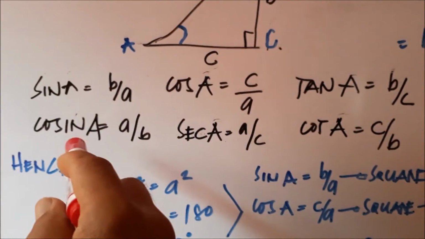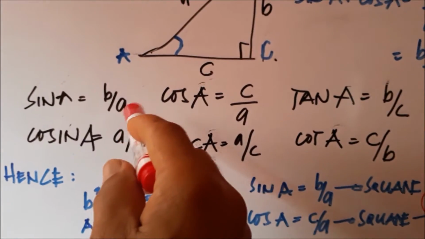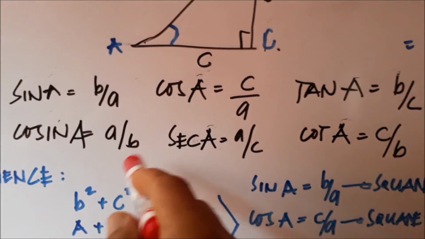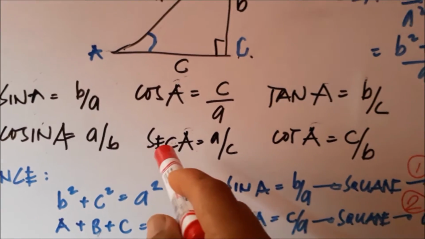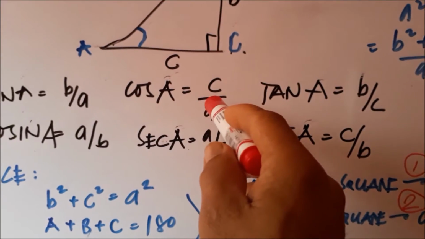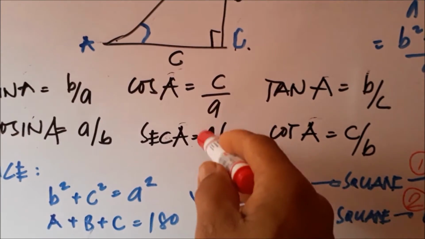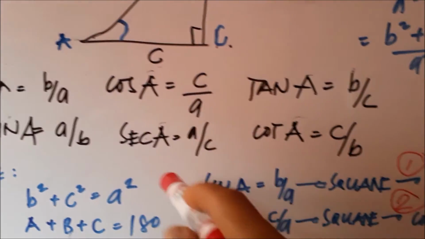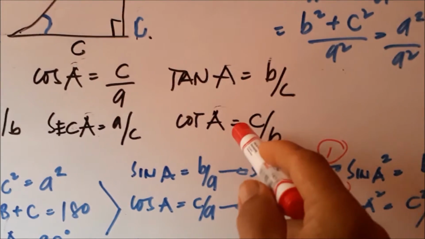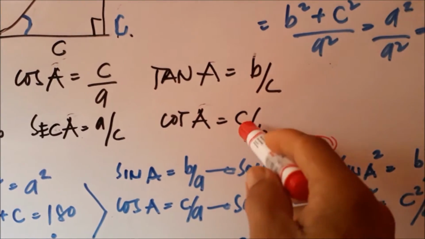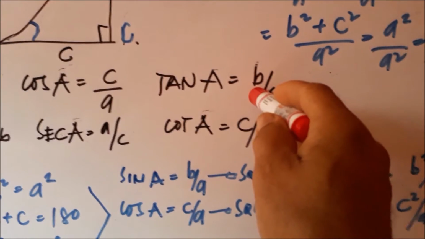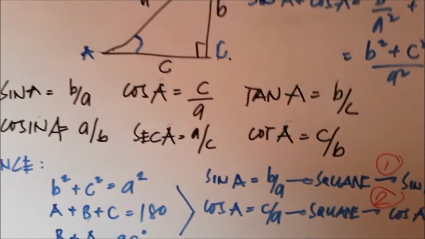For the reciprocal of sine A, we reverse the position of A and B, so we have A over B. Second is A over C, where we reverse the position of C and A. Cotangent A equals C over B, where we reverse the position of B and C.